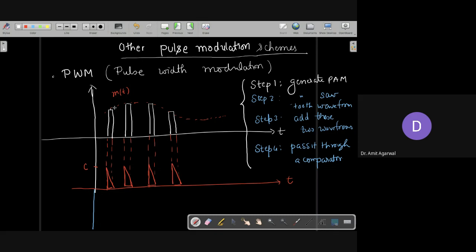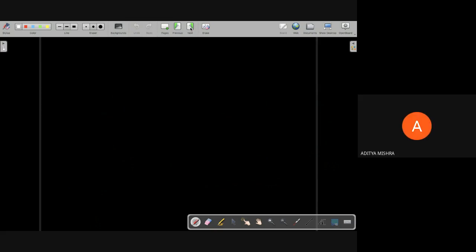If this is a pulse, then this will be a sawtooth waveform with some amplitude, and the duration will be the same as the duration of the pulse used for the PAM. So this is your PAM signal. Next, you generate a sawtooth waveform like this, and then, पढ़ो, add these two waveforms and then pass through a comparator.